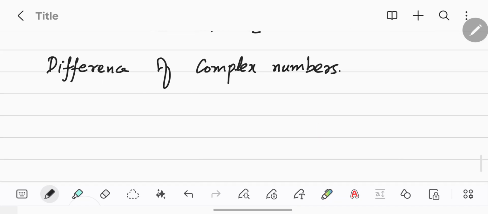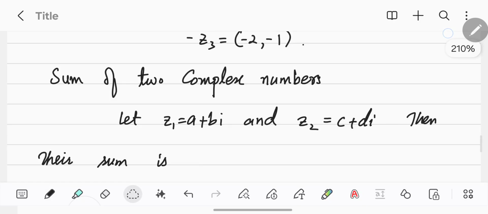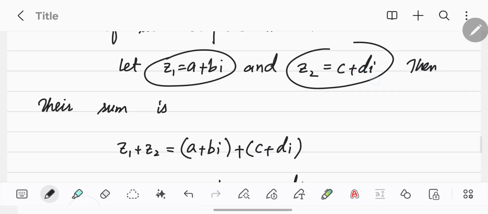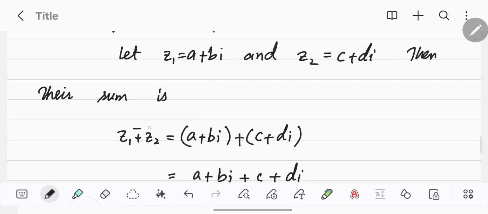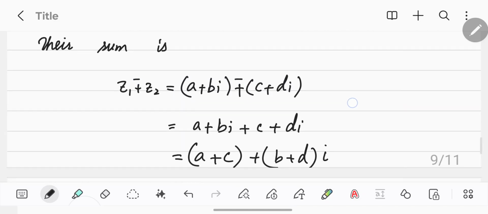Now let's look at the difference of two complex numbers. The difference of two complex numbers is just like the sum of two complex numbers. So what is the sum of two complex numbers? If you have two complex numbers, then their sum is z1 plus z2. If you need the difference, you will write minus instead of plus.